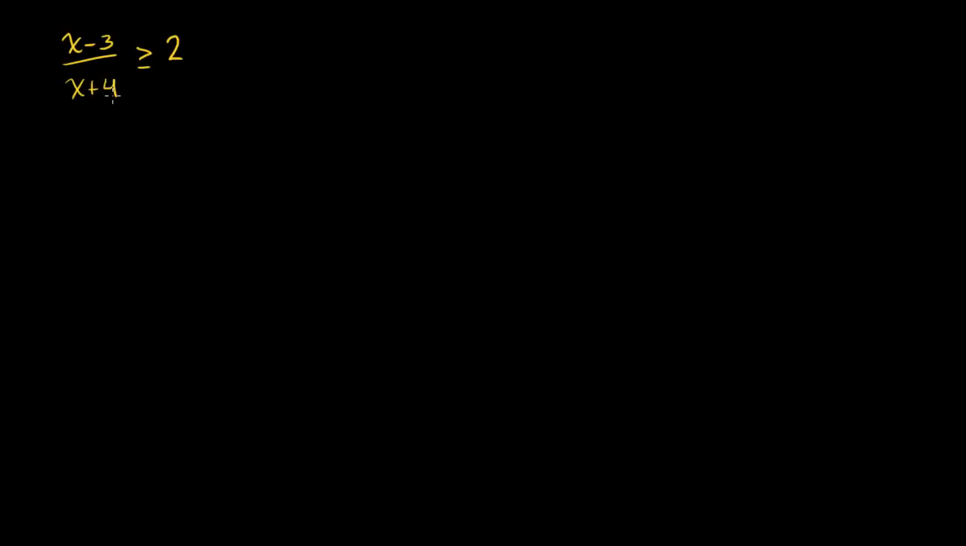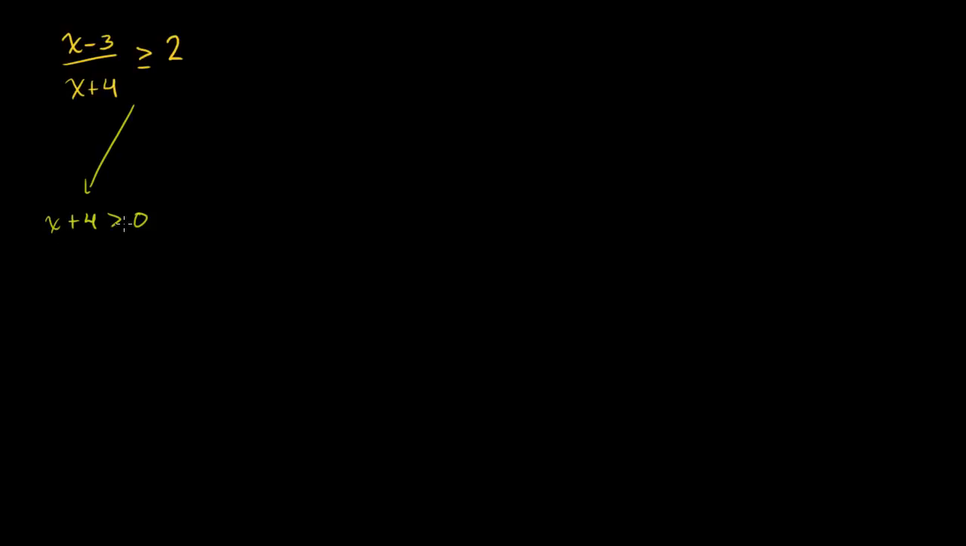Like we saw in the last video, we have to be very careful because we have an inequality here. If x plus 4 is greater than 0, then we're going to keep the inequality the same. If it's less than 0, we're going to swap it. So let's look at those two situations. One situation is x plus 4 is greater than 0. And remember, it can never be equal to 0 because then this expression would be undefined.